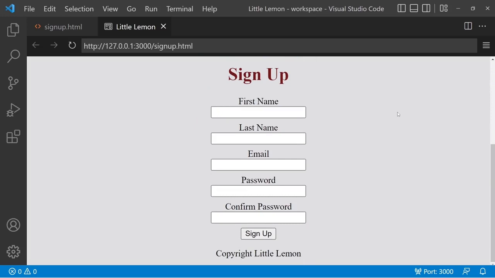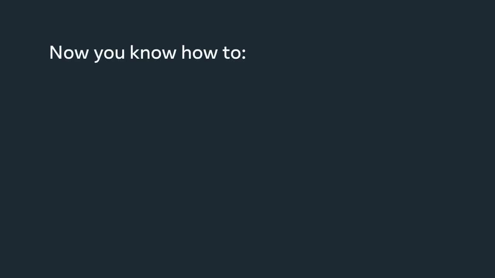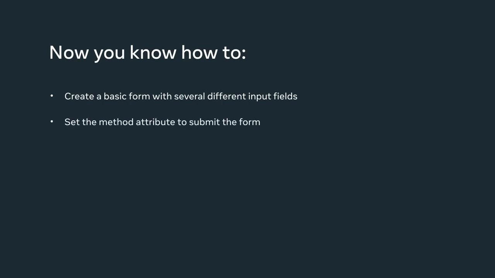Once the backend is set up by a backend developer to accept the data submitted via the form, users will be able to create their accounts. In this video, you learned how to create a basic form with several different input fields, each in its own CSS block. You covered how to set the method attribute to submit the form in a secure way. And you also now know how to associate a label with an input field to improve the user experience. Good luck with creating your own sign-up forms.